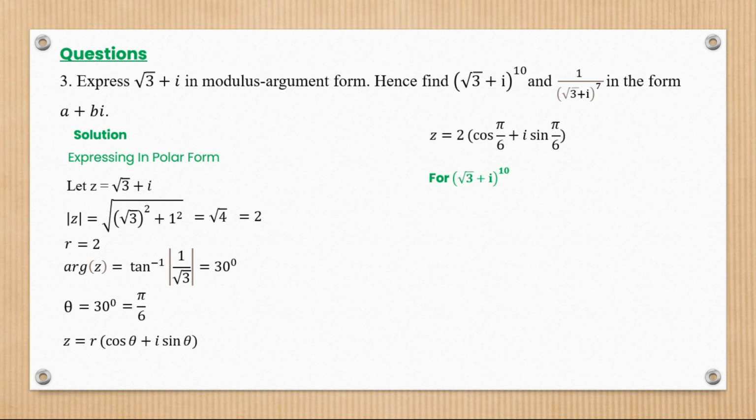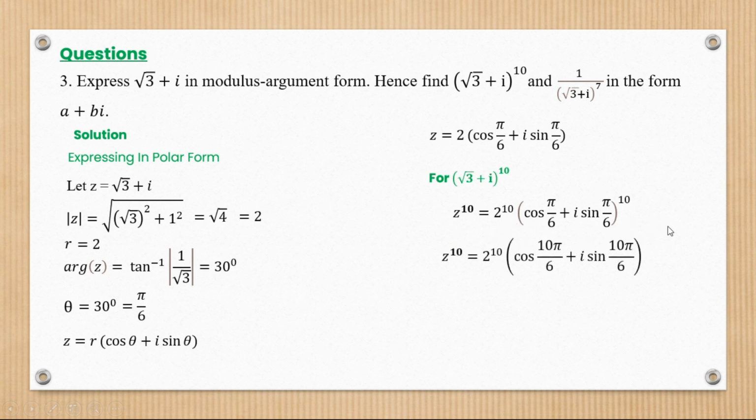So now we are looking at how to deal with these two different numbers. Let's first deal with this. Remember that we expressed this root 3 plus i as z. So now we're going to find z to the power 10. So for z to the power 10, we know from De Moivre's theorem that this is what we come up with. Alright, so now we can also see that this is what we're left with.